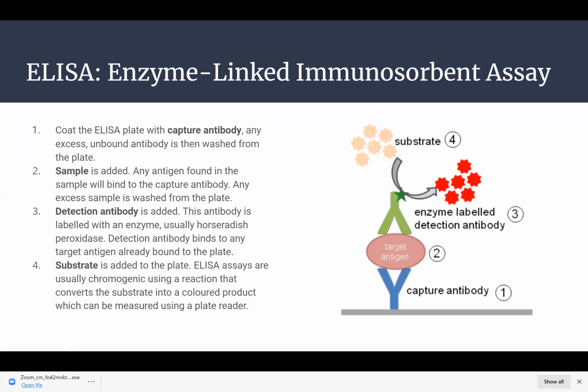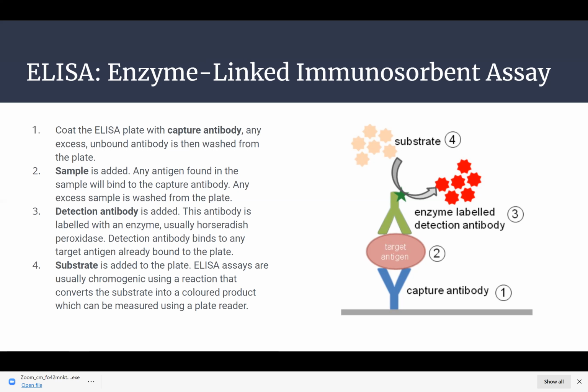Then the sample is added that you want to capture. Any antigen found in the sample will bind to the capture antibody, which in this case are the antibodies for coronavirus that they got in the mice and the rabbits. Any excess is then washed from the plate. Then detection antibody is added. This antibody is labeled with an enzyme, usually horseradish peroxidase. Detection antibody binds to any target antigen already bound to the plate. So it's binding onto the target antigen and the capture antibody.